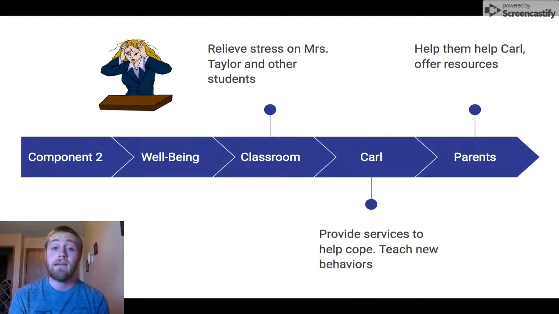Component 2 was looking out for the well-being of all students. So for the classroom, relieving some stress on Mrs. Taylor and the other students, again, will open them up to having a healthy educational experience. For Carl, providing some services to help him cope and teaching him new behaviors to prevent those instances from occurring again in the future will really help him to be a healthier student. And then finally, helping the parents help Carl, so offering them resources again.